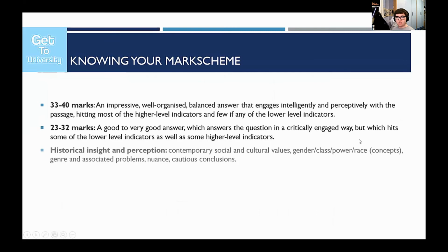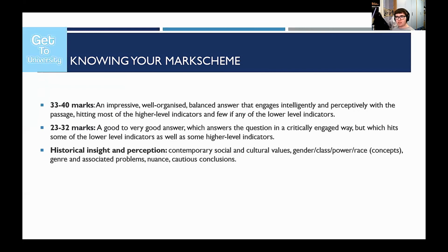Okay, so this is just the mark scheme here. The 33 to 40 marks and the 23 to 32 marks are where you're aiming for. These are some of the things they want you to look at. So it's historical insight and perception, contemporary social and cultural values. So what can you tell about these from the text? Here are your concepts: gender, class, power, and race. They come up quite a lot in their questions. They're the sort of big picture things they want you to look at.